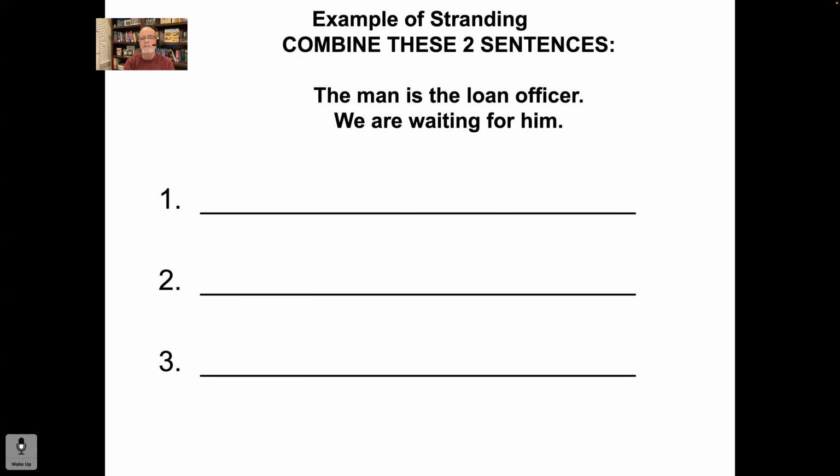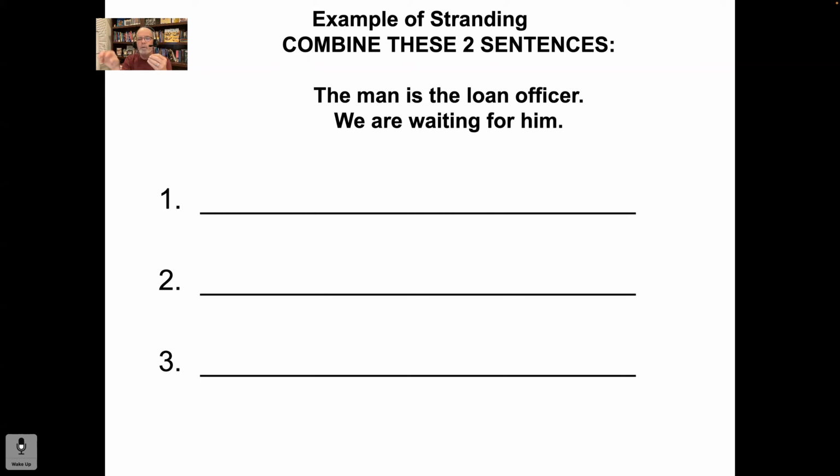I'm going to start with the most formal. The most formal would be the man for whom we are waiting is the loan officer. If you speak like that, I'll lend you the money. You sound educated. Sounds a little over the top, I have to admit, but that's correct English. Now in conversation, people won't use the word whom, and they'll say, well, first they'll say the man whom we are waiting for is a loan officer. So most formal, the man for whom we are waiting is the loan officer.